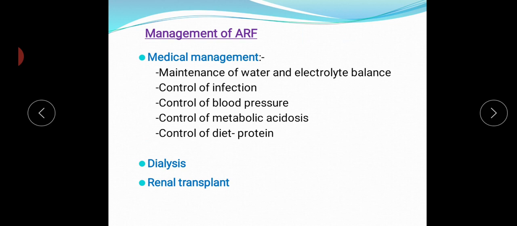Then control of the diet. Try to decrease the protein diet. The second choice is dialysis. If the patient is not maintaining on that, then there may be a need for dialysis, which we will discuss later on. And the third one is, if the patient is not responding to this type of management, medical and dialysis, then that patient may require a kidney transplant.